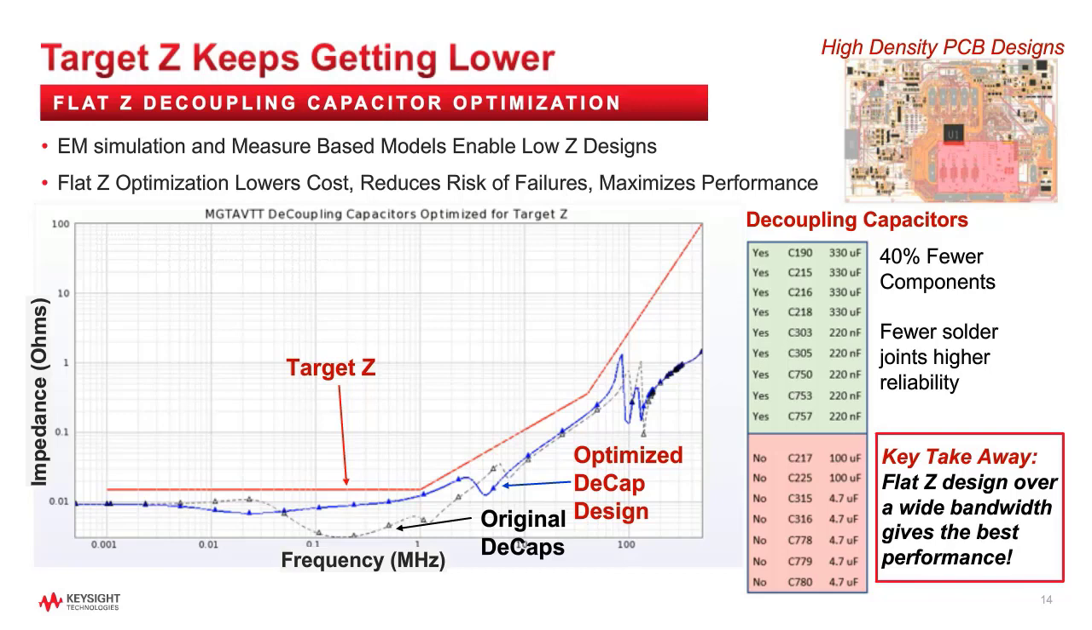Using EM simulation and a decoupling capacitor optimizer, as shown here, can result in fewer capacitors required to meet a target impedance. It turns out that also optimizing for flat impedance will give the best performance with the fewest number of capacitors needed to meet the target impedance and no possibility of rogue waves. Reliability is also improved by reducing the part count and the corresponding solder joints that can fail.